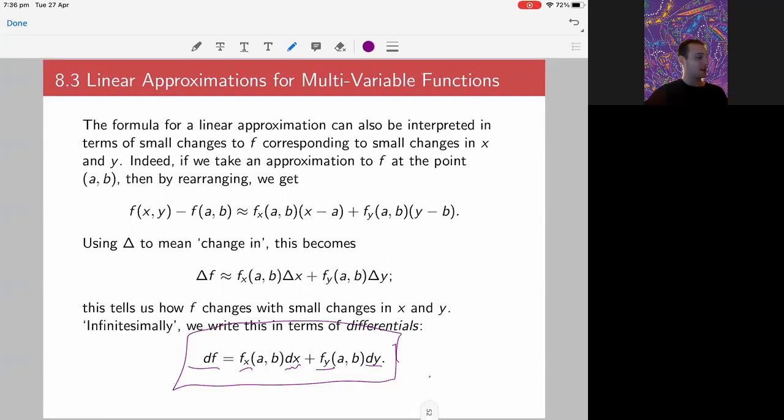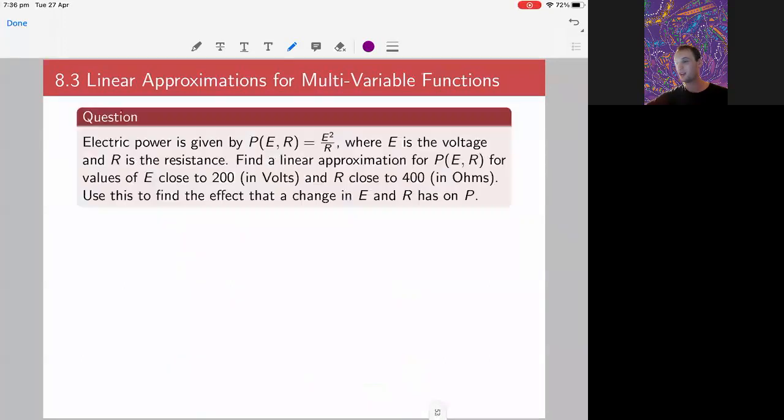This formula actually comes up a lot in mathematics because this is a situation in which we've got a function and we don't really know exactly what it is, but we know how much its inputs are changing, and we know the derivative of the function at a particular point, then we can use it to work out how much the original function is changing as well. So let's have a look at an example of this in practice.